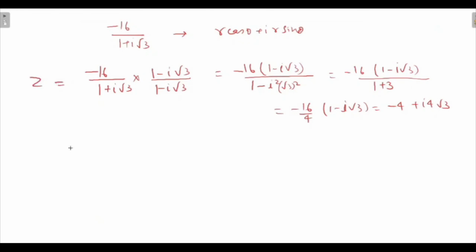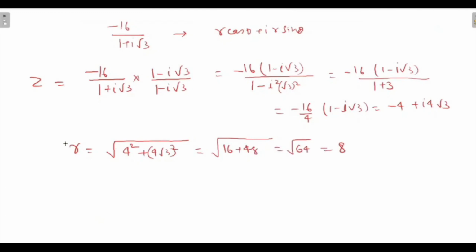So we'll get r. r will be basically the square root of 4 square plus 4 root 3 square, because r is the modulus of that, right? So 16 plus 48 is going to be 64, and that is going to be 8. r is always positive, as we said, the modulus is always positive, so we took r as positive.